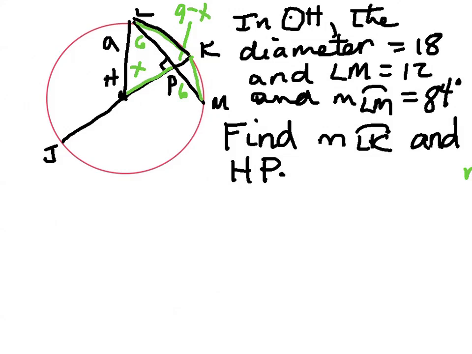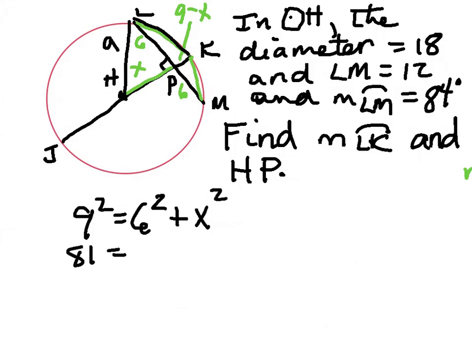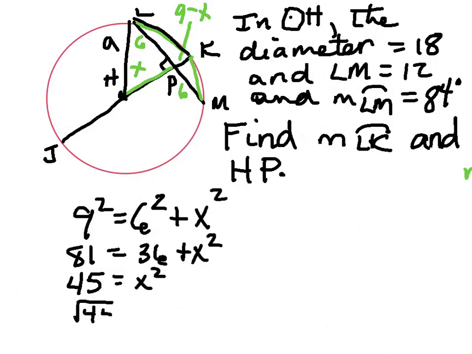And so I'm going to find x first, the little green part of that right triangle. So it becomes a Pythagorean theorem. 9 squared equals 6 squared plus x squared. And that's 81 equals 36 plus x squared. Subtract 36 from both sides, and I get 45 equals x squared. And so the square root of 45, which is equal to 3 times the square root of 5, so make sure you can think about why that's true, is equal to x.